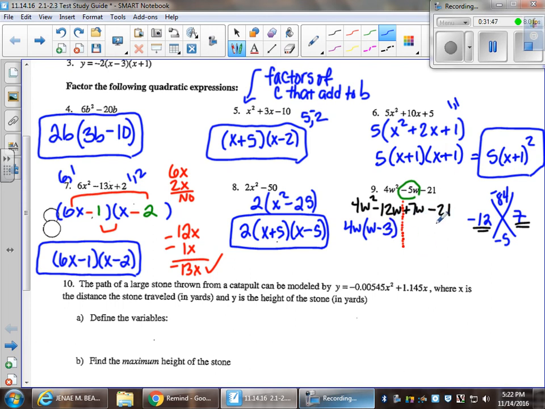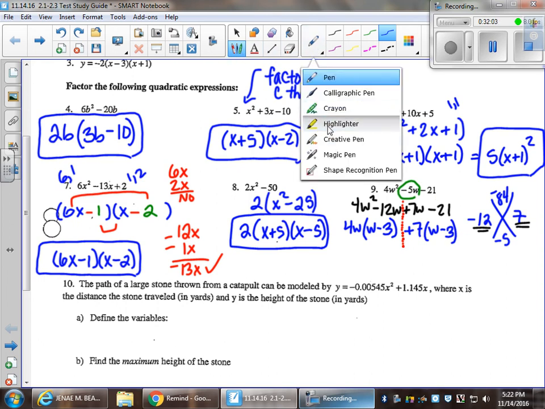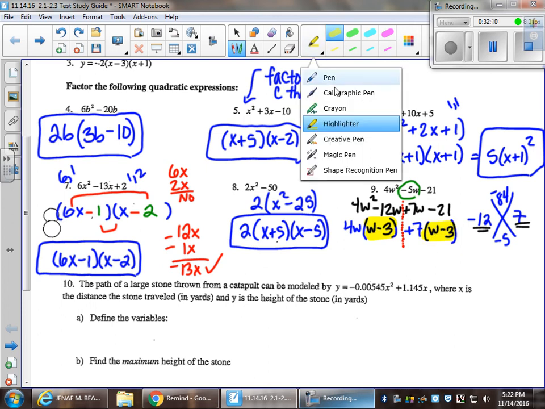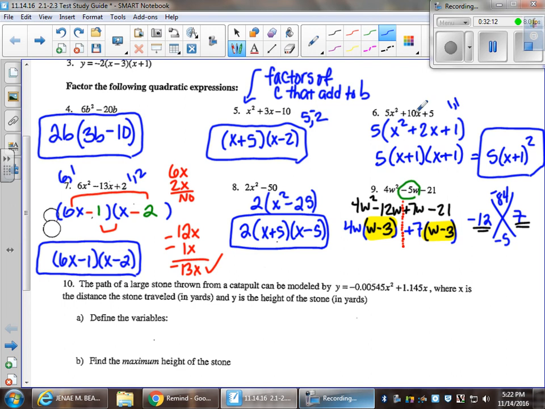Positive 7w minus 21. I can factor out a positive 7. That leaves w. 7 times what is negative 21? Negative 3. And check out what we've got. We are in good shape because I see w minus 3, w minus 3. So factor by grouping, if you were to factor out the w minus 3, that leaves 4w plus 7 behind, and we're done.